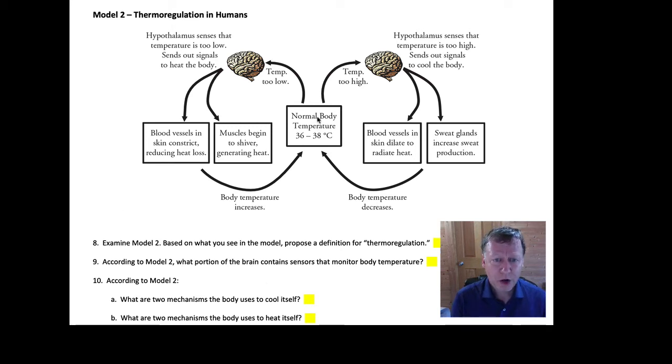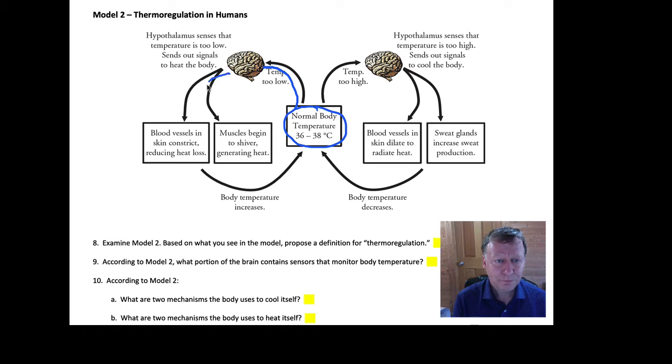We start off with a normal body temperature. And let's say we start to get cold. Maybe we're outside in cold temperature, and forgot a jacket. Our body begins to get cold. Well, our brain is going to detect this. So this is the stimulus. We're going to detect that low body temperature, and our body is going to respond. The hypothalamus senses that temperature is too low. It sends signals out into the body, and the cells are going to respond in a couple ways.